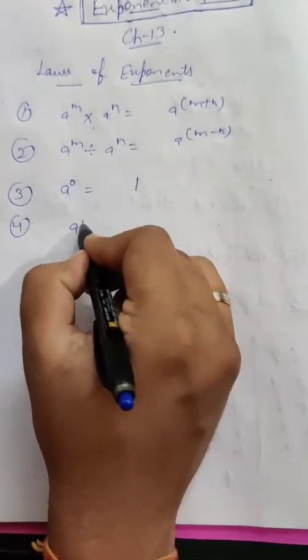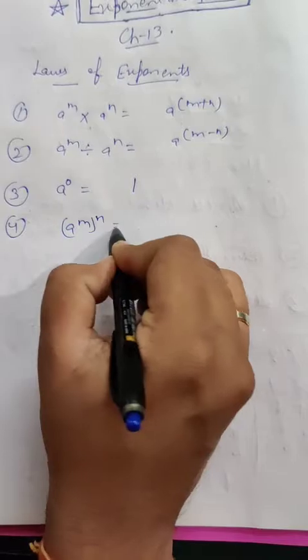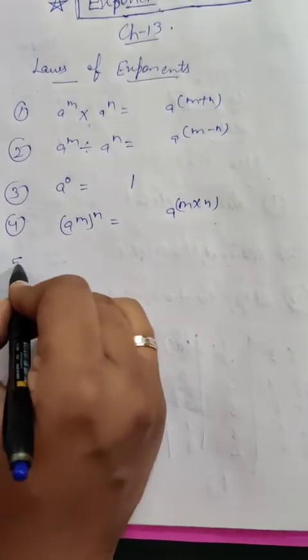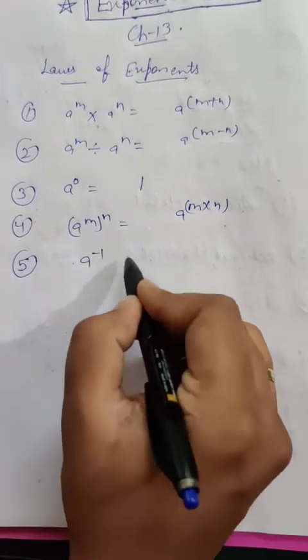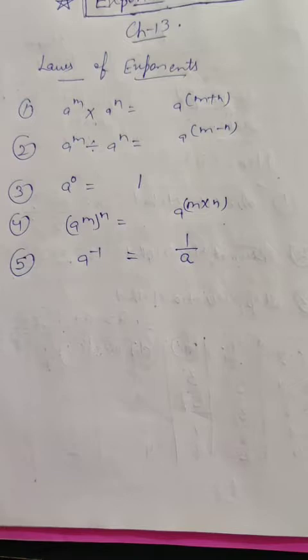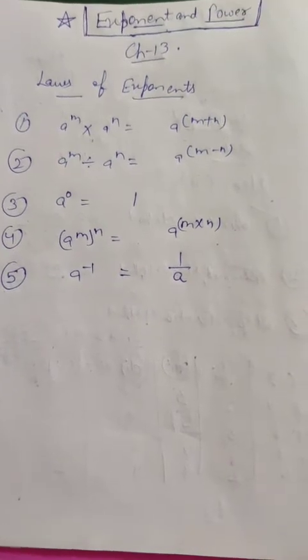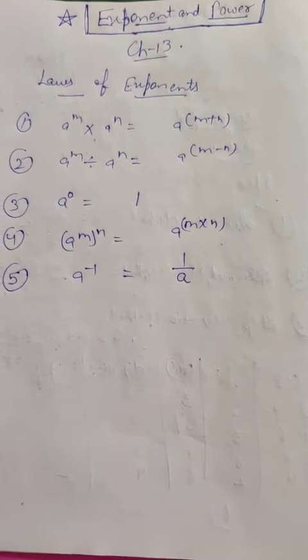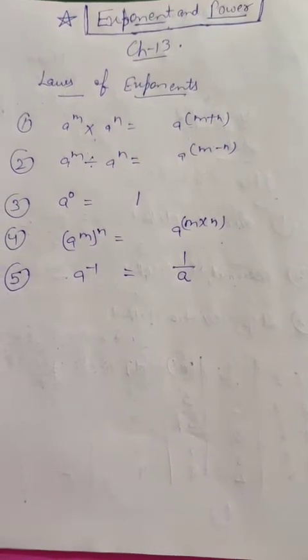Fourth is a raised to the power m whole power n, that is a raised to the power m multiplied by n. And the fifth law is, a raised to the power minus 1 can be written in the form of reciprocal, that is 1 by a. So these were the laws that we discussed in the previous video. Now in this video we will start some NCERT questions.